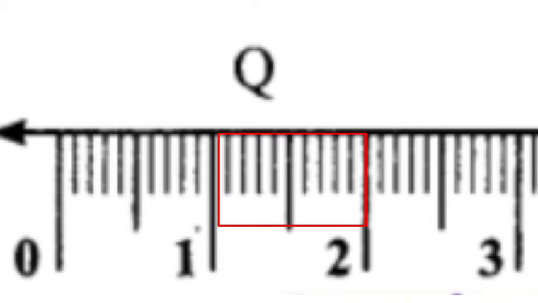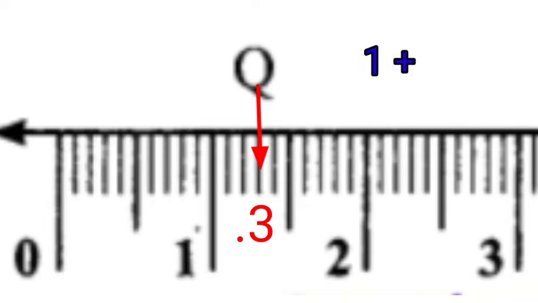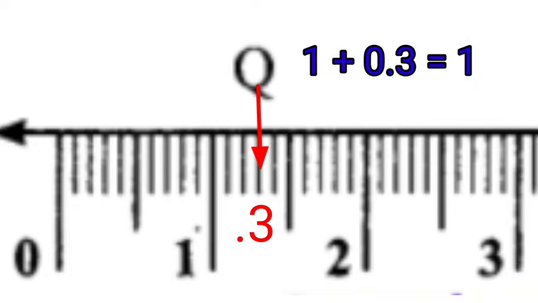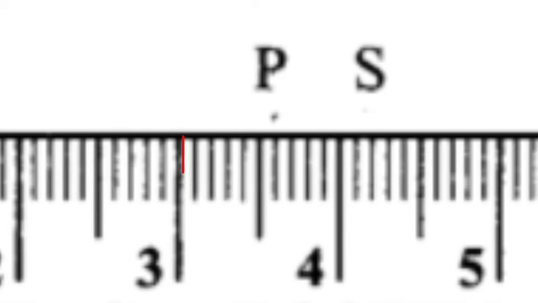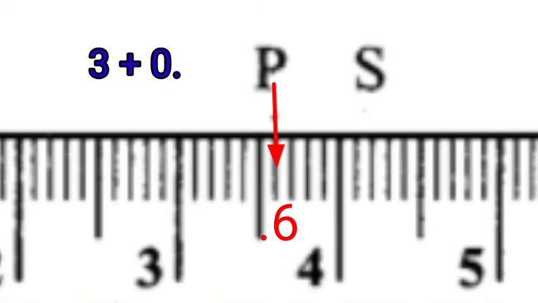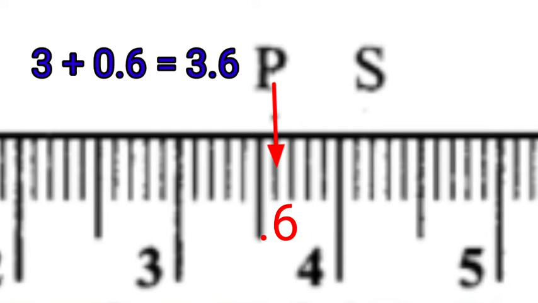The unit length between 1 and 2 is divided into 10 equal parts, and the third part is taken as Q. Q represents 1 plus 0.3 is equal to 1.3. The unit length between 3 and 4 is divided into 10 equal parts, and the sixth part is taken as P. Therefore, P represents 3 plus 0.6 is equal to 3.6.